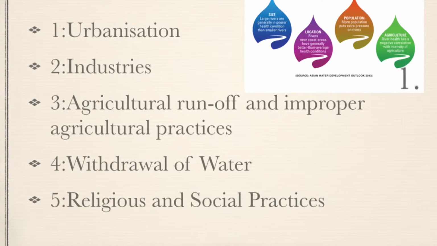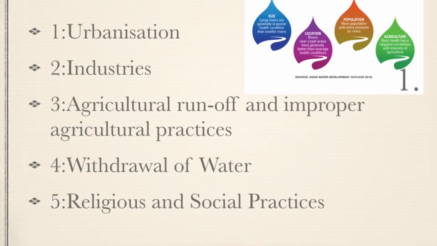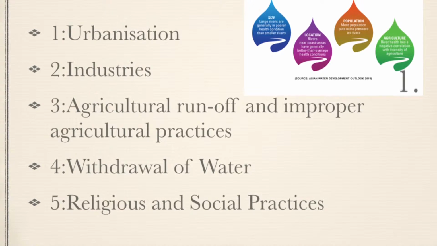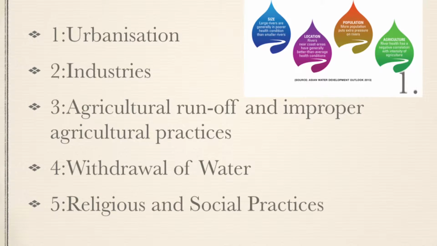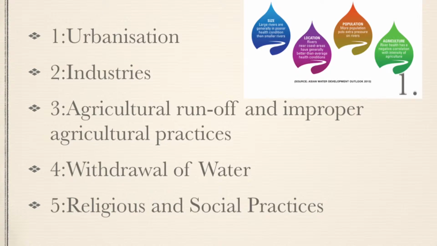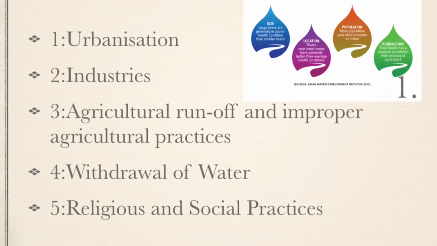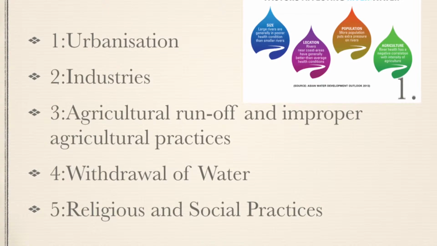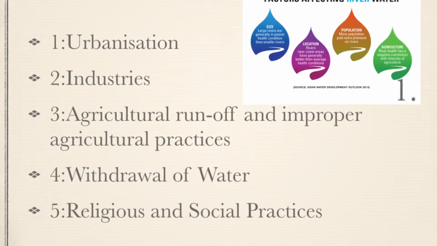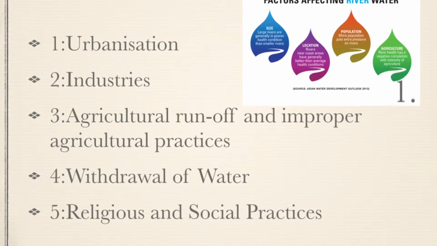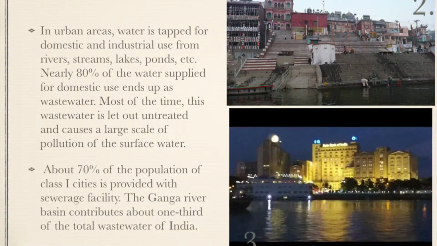Size. Large rivers are generally in poorer health conditions than smaller rivers. Location. Rivers near coast areas generally have better than average health conditions. Population. More population puts extra pressure on rivers. Agriculture. River health has a negative correlation with intensity of agriculture.